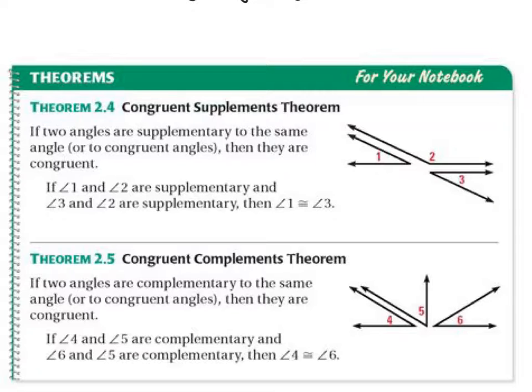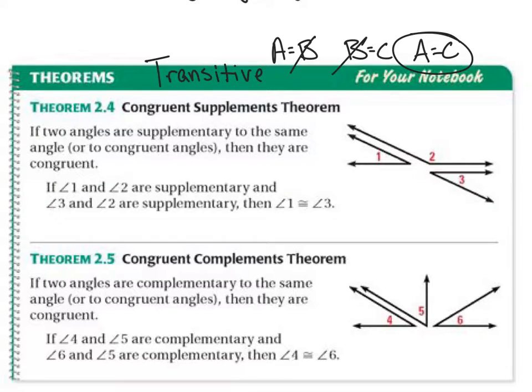So theorems 2.4 and 2.5 are the congruent supplements and congruent complements theorems. These are somewhat similar to the transitive property. And if you don't remember what the transitive property is, that is if A equals B and B equals C, then A equals C. So we kind of cut out the middle person to make another statement. And that's what we talk about here.